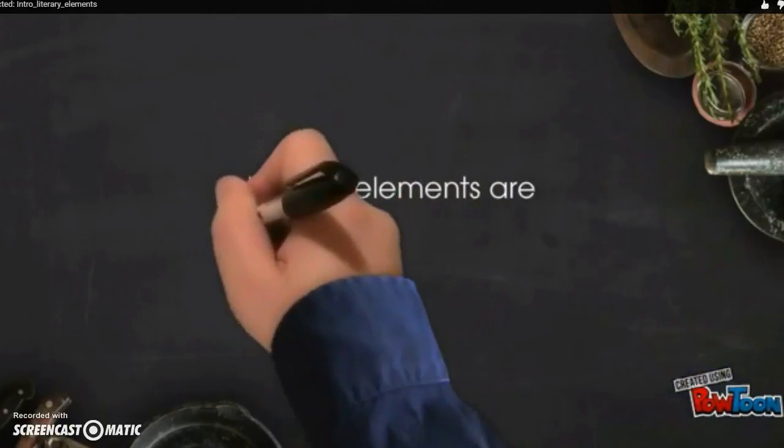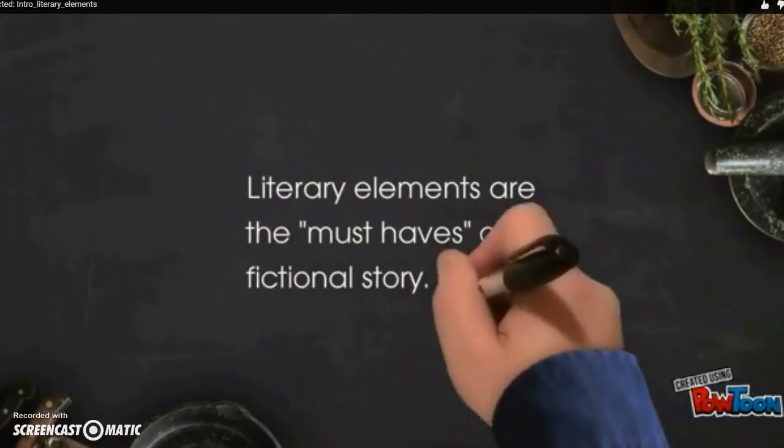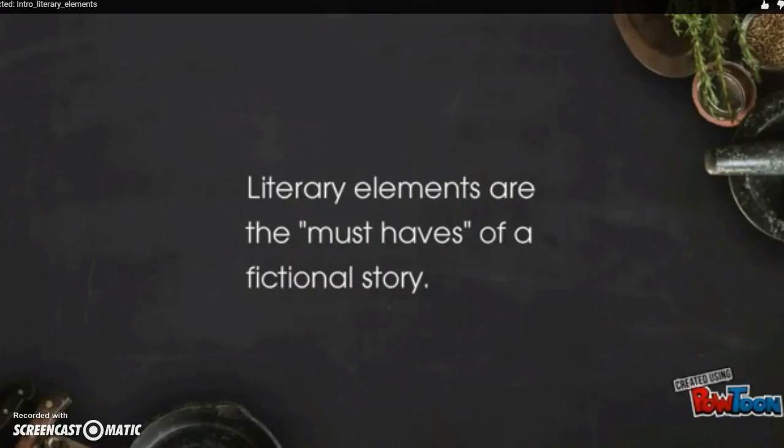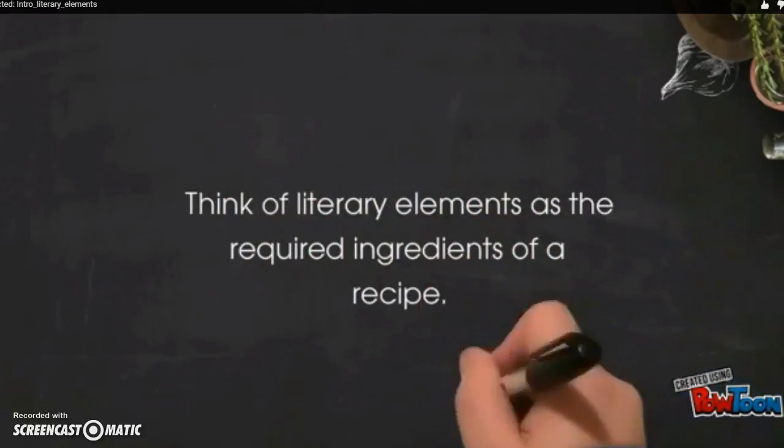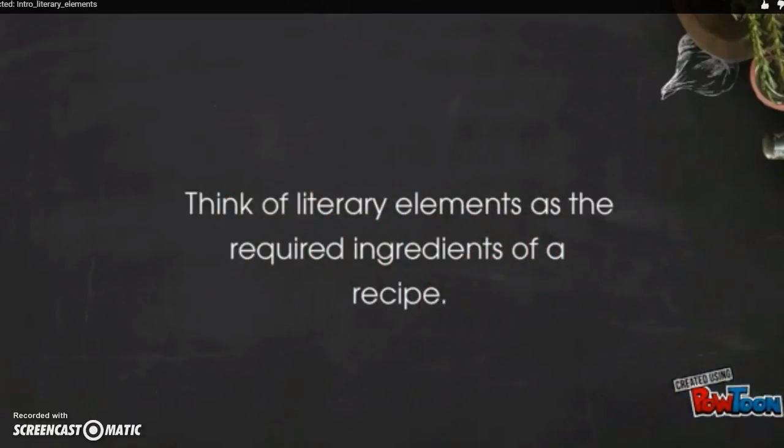At the beginning of this, I want you to think of literary elements as must-haves of a fictional story. So, these would be considered kind of like the required ingredients of a recipe. Think of it this way: you wouldn't make a mushroom soup without any mushrooms. Then it wouldn't be a mushroom soup. So, think of these 9 literary elements as required. They are required in order for you to have a fictional piece of work. And there are 9 of them.